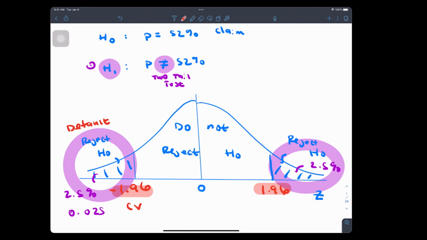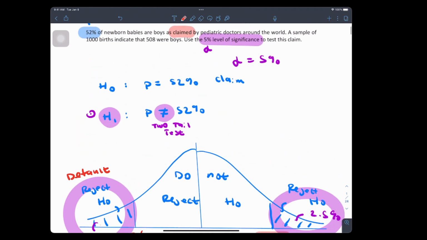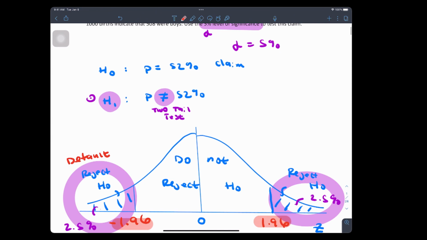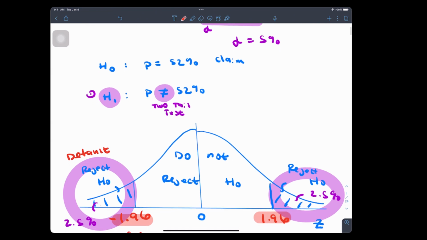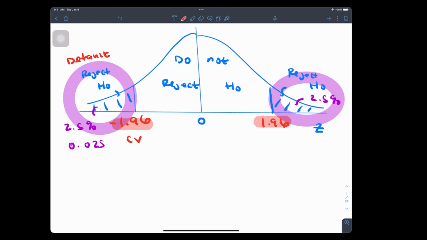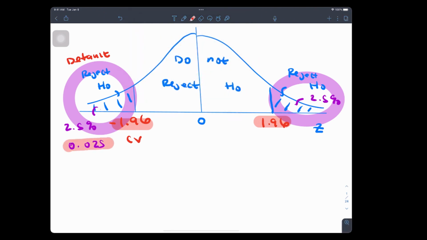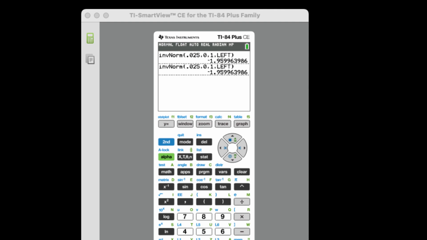So it's 0.025 for the area, 0 for mu, and then 1 for sigma. Alpha is 5%. Half of alpha is 2.5%. Well, on the TI, for the area to the left, you had to put 0.025. Right? So this is what we put.